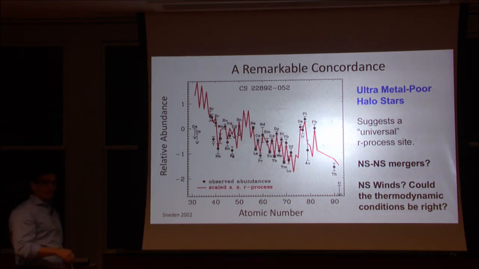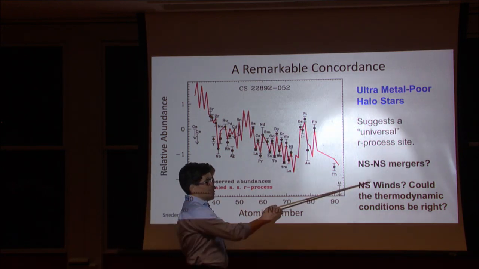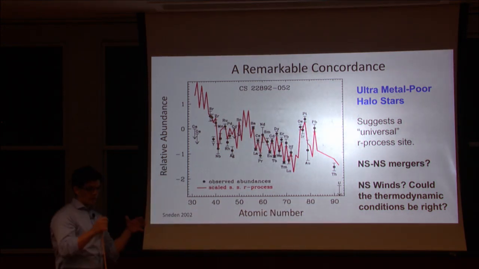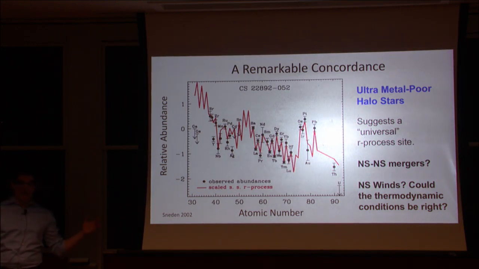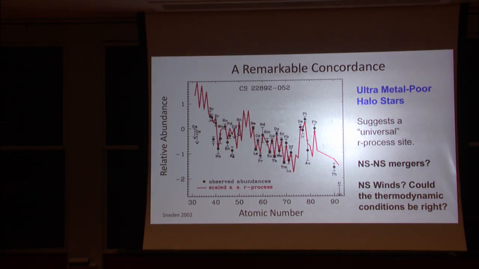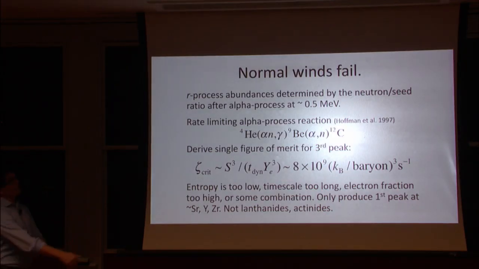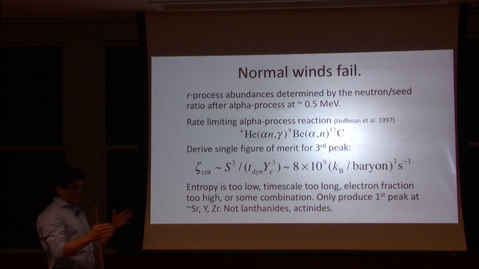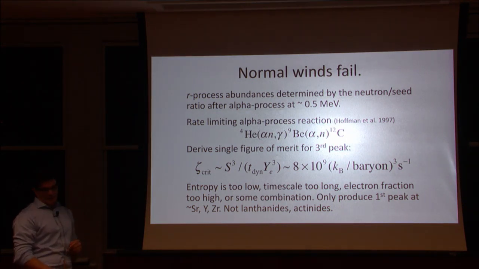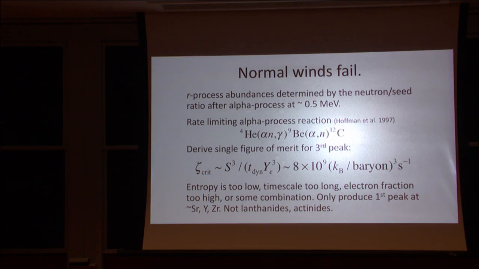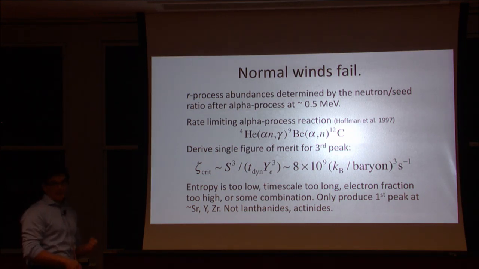But before that, people asked the question, could it be these neutron star winds I've been telling you about? After all, the neutron star is sitting there. It's driving an outflow. Maybe that outflow is neutron rich. Maybe it could produce the R process. So with normal winds, when you try to do that wind calculation, you find that they fail. I told you that I failed multiple times during my PhD. I failed to produce supernovae, and I failed to produce a successful R process. And this was the second one.